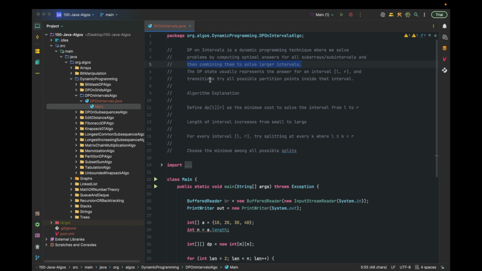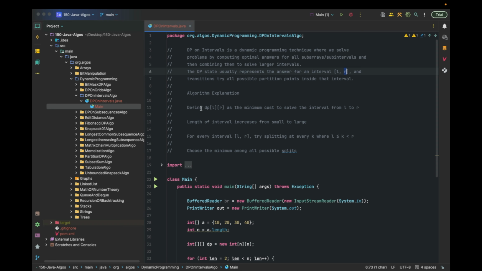So the DP state usually represents the answer for interval left and right. This left is nothing but the starting interval. This R is nothing but the end interval, right? So the DP state usually represents the answer for an interval L, R and transitions try all the possible partition points inside that particular interval. So this is fine. Next, let's move on with the algorithm explanation.